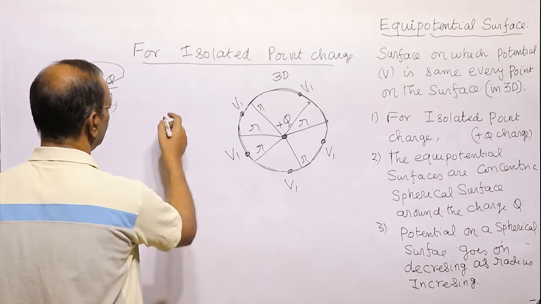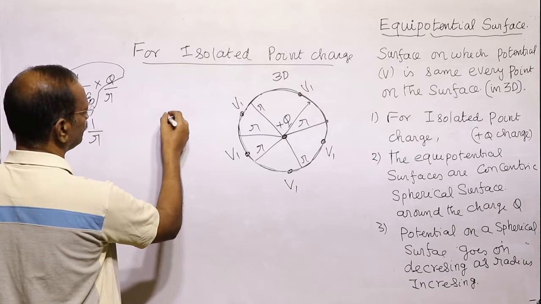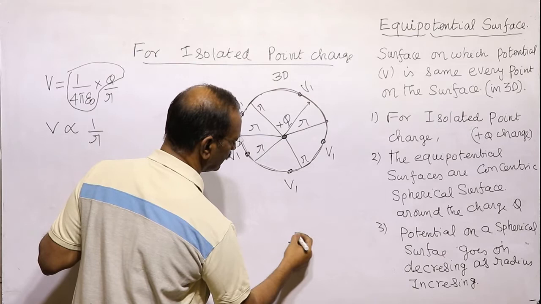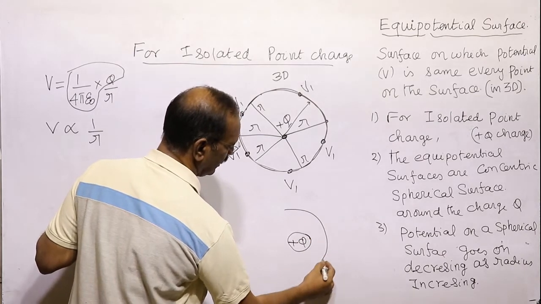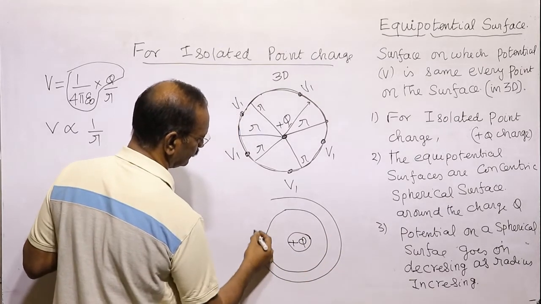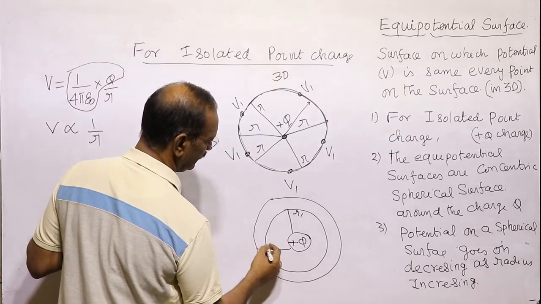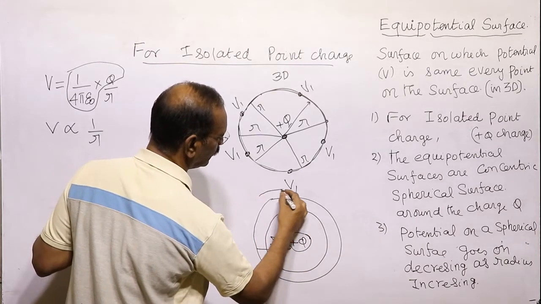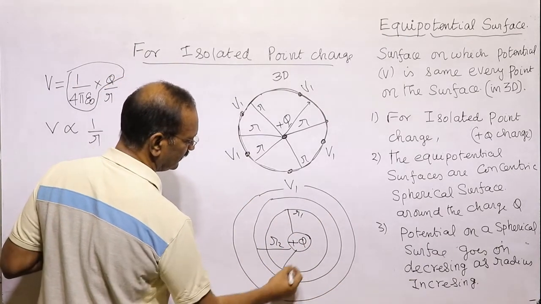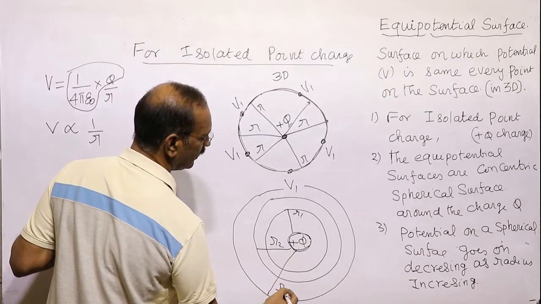Suppose we take another point. If we expand it here, with charge plus q at the center, this is for radius r1 and this is for radius r2, and we take one more for distance r3 from this center. The charge q is at the center.